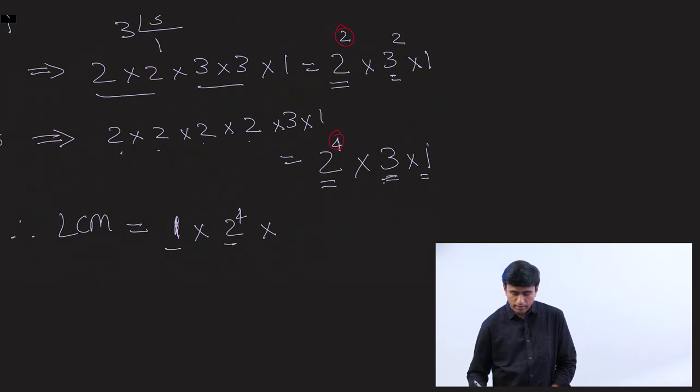Now let's look at factor 3. When you look at factor 3, what is the highest power? 3 to the power of 2, or 3 square. So we write that down. That's it. We don't have any other factors. We've done 1, 2 and 3.